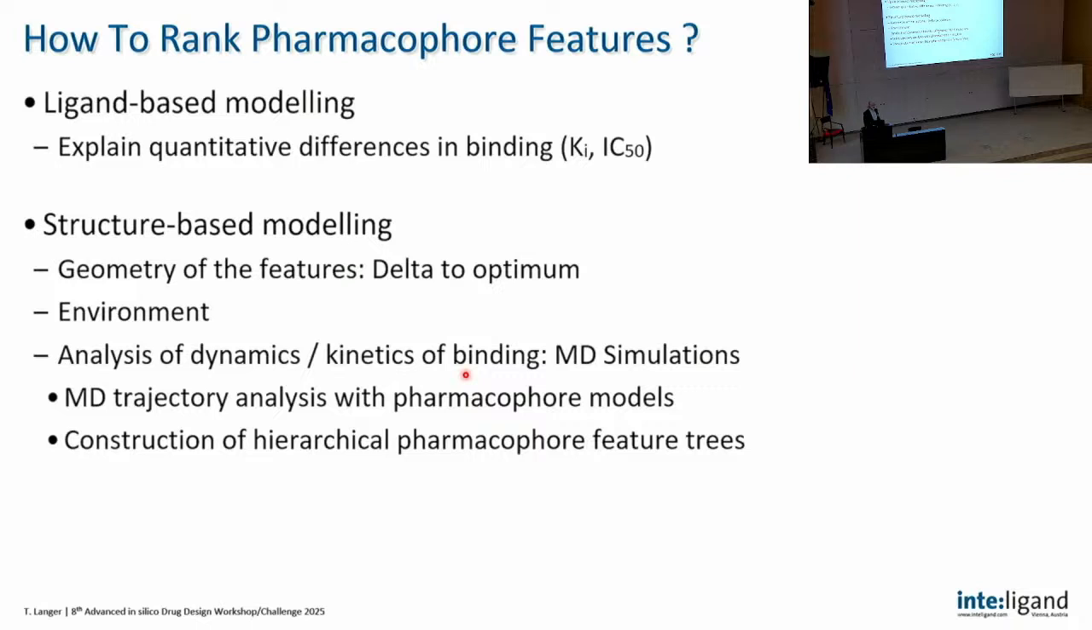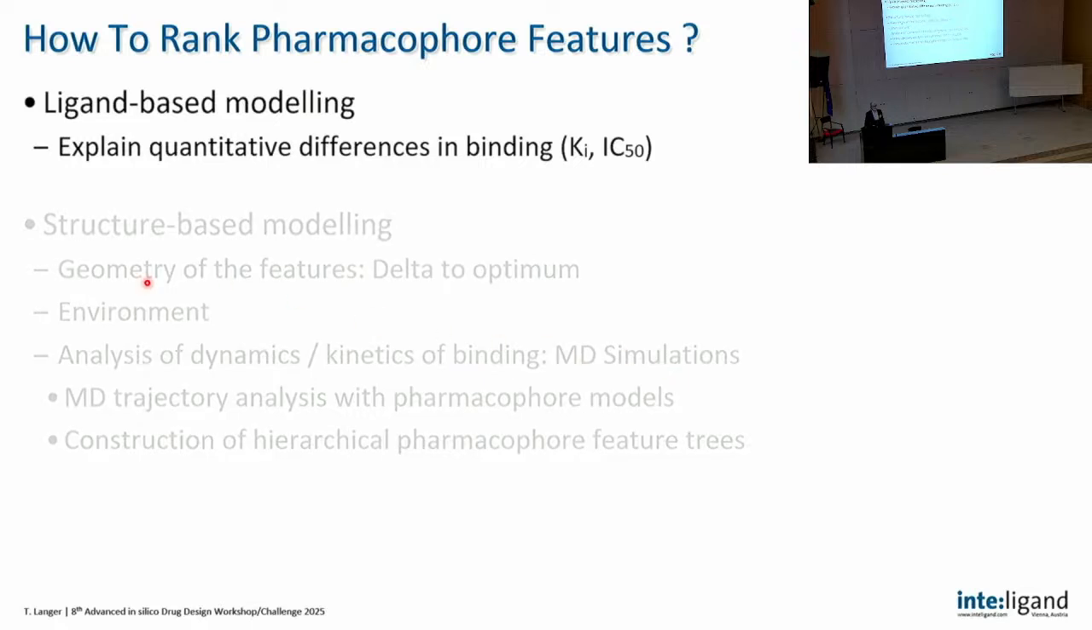Now there's one thing here, when we want to have a more quantitative description of molecules rather than qualitative, yes, no. How can we rank pharmacophore features in a pharmacophore model? At the moment, when we do virtual screening, we only say yes, does fit, or no, does not fit. But how can we rank molecules? How can we have quantitative models? And I don't want to speak about structure-based modeling. We have some ideas to do this using geometry of features, for instance, or MD trajectory analysis.